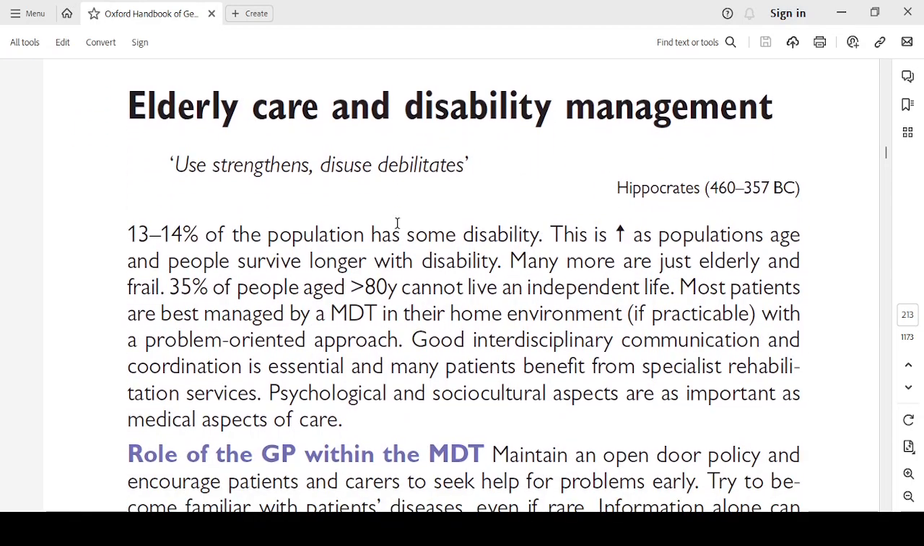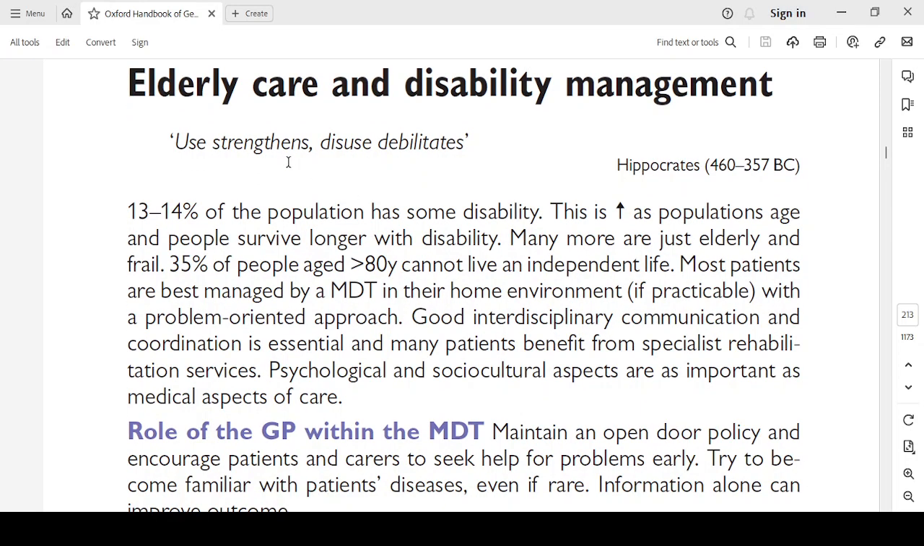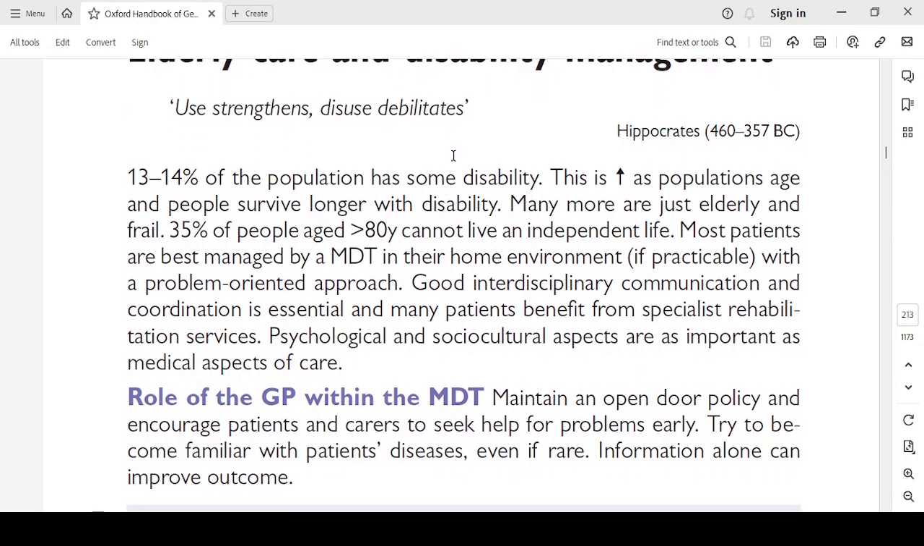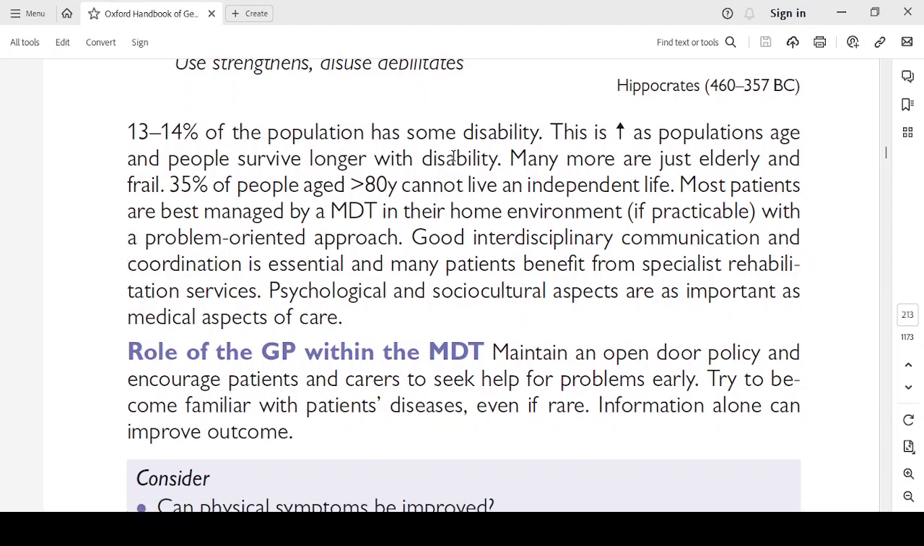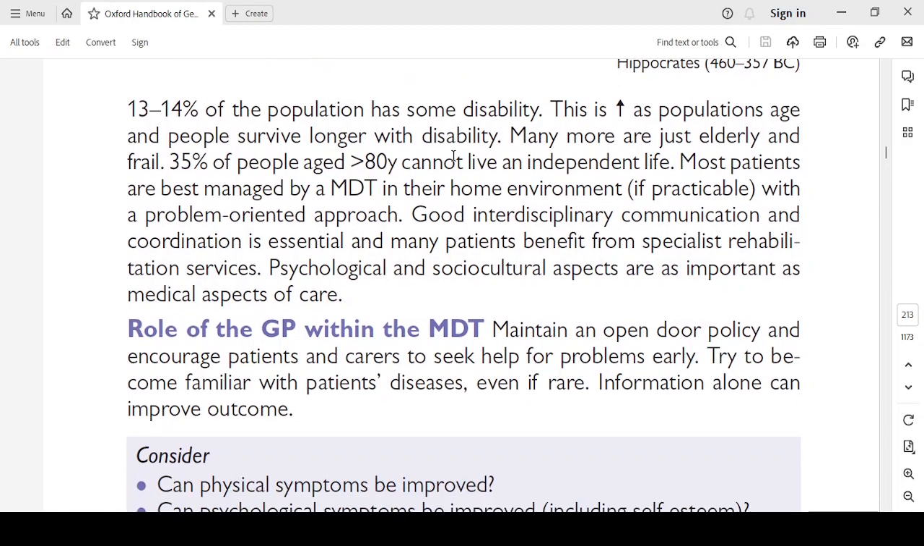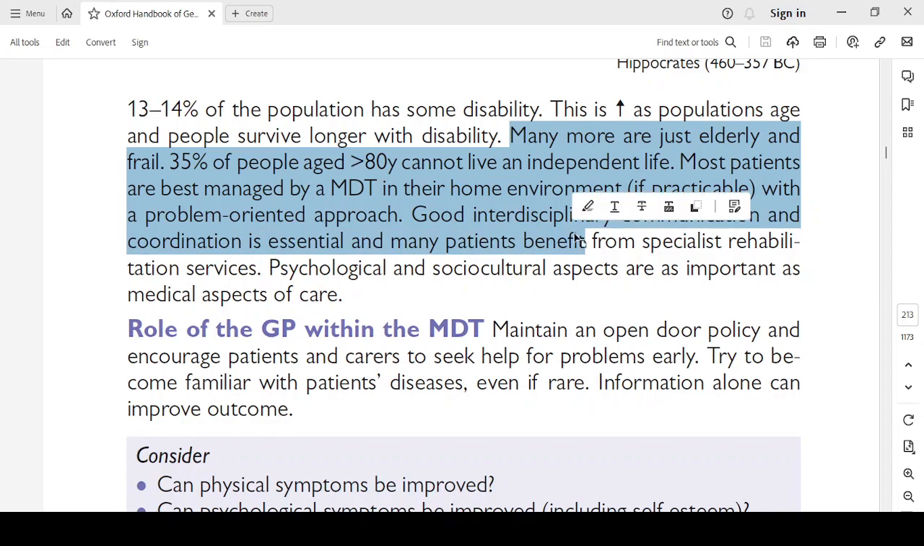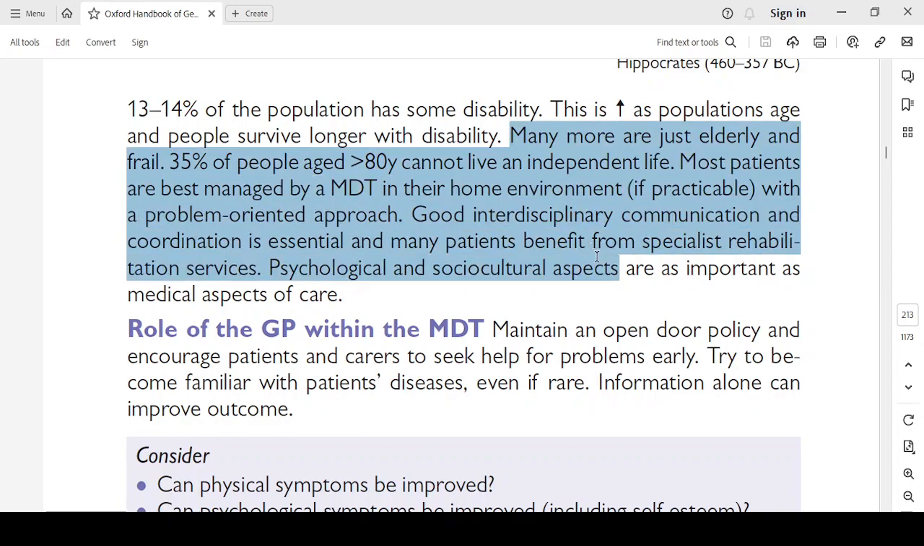Elderly care and disability management. Use strengthens, disuse debilitates. That was by Hippocrates. 13 to 14% of the population has some disability. This increases as populations age and people survive longer with disability. Many more are just elderly and frail, and 35% of people aged more than 80 years cannot live an independent life. Most patients are best managed by an MDT in their home environment if practicable, with a problem-oriented approach.